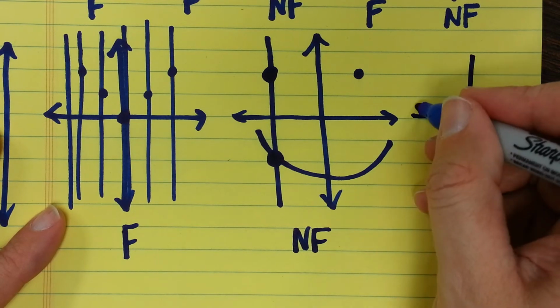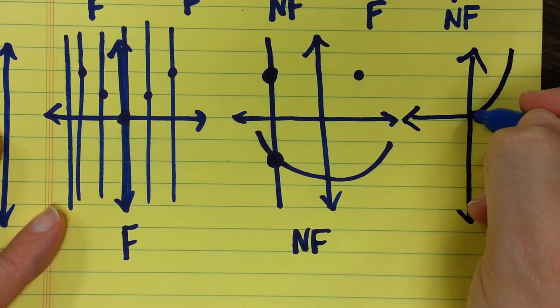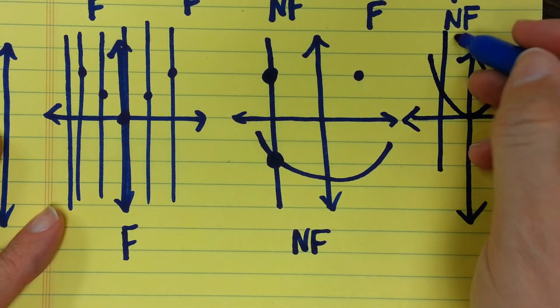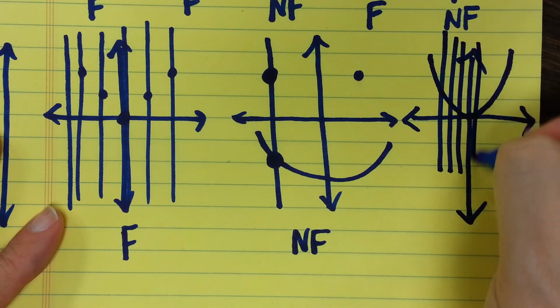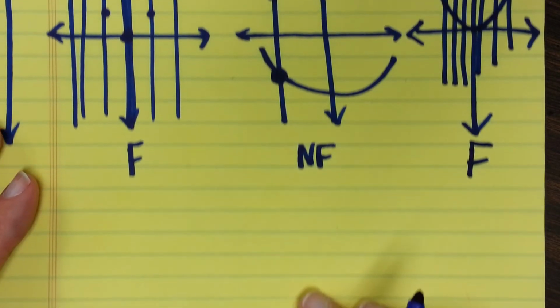Another quick example. If I have a parabola, remember parabolas continue on forever, but every place that I draw a vertical line, it's still only going to cross once. So this one would be a function.